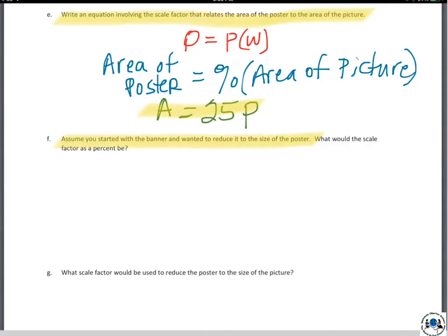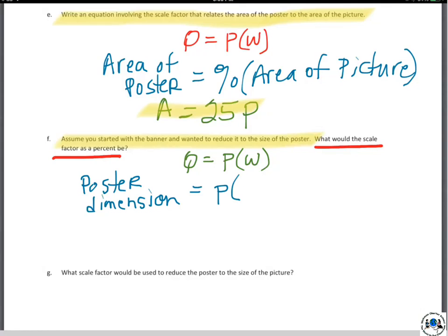F. Assume you started with the banner and wanted to reduce it to the size of the poster. What would the scale factor as a percent be? We have all the information we need. All we need to do, again, which turns out to be one of the most important things, is to plug these numbers into the right place. Again, as I promised before, you've seen this Q equals P times W several times now. One more time. Here we go. And we have our poster dimension equals P times a banner dimension.